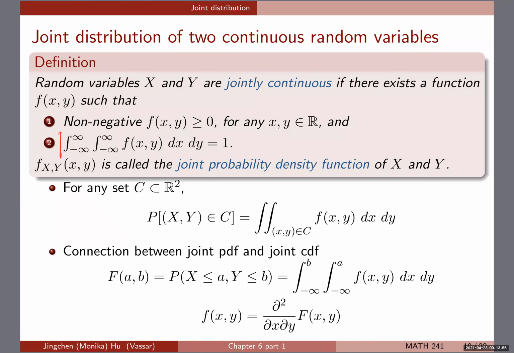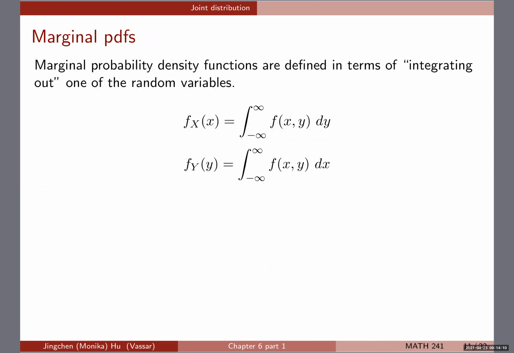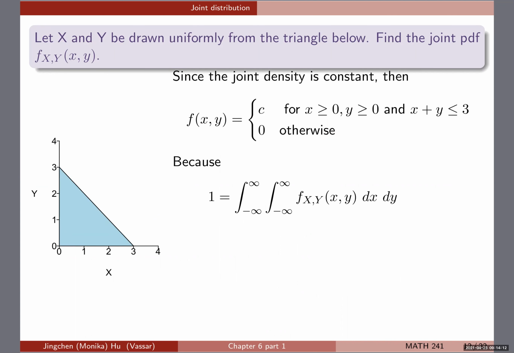Don't forget the definition of the joint PDF function, there is a requirement. The double integral, dx dy, of the joint PDF integrates to 1. Okay, so that's what we're going to use for solving this problem.